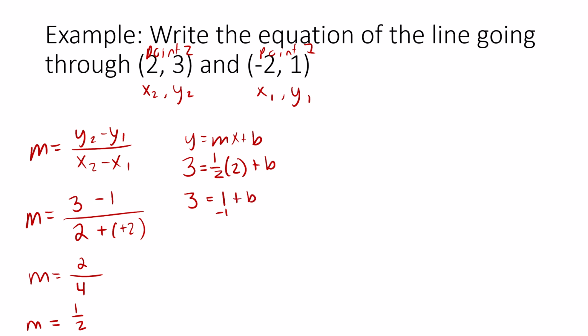And then we subtract the 1 from both sides. 3 minus 1 is 2. 1 minus 1 is 0. And that leaves me with b is 2. So going back and plugging that in, we get y equals 1/2 x plus 2.